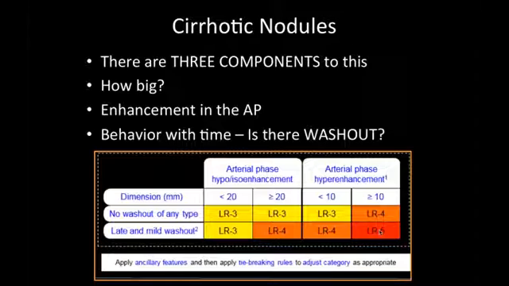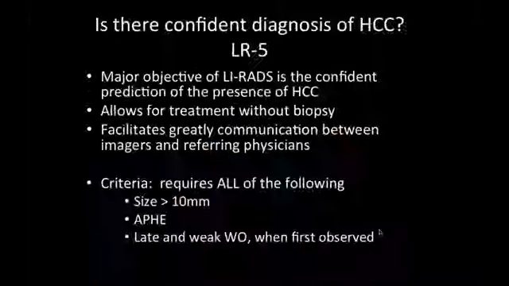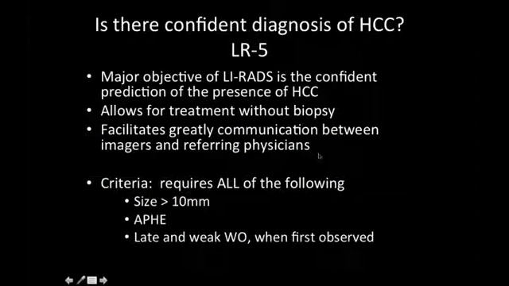So when we come to this distinction, whereas for the LR-M, any one of our suspicious criteria was enough to make the lesion LR-M, when it comes to LR5, we have to have everything, and then we have a virtually 100% accurate prediction that this will be hepatocellular carcinoma.